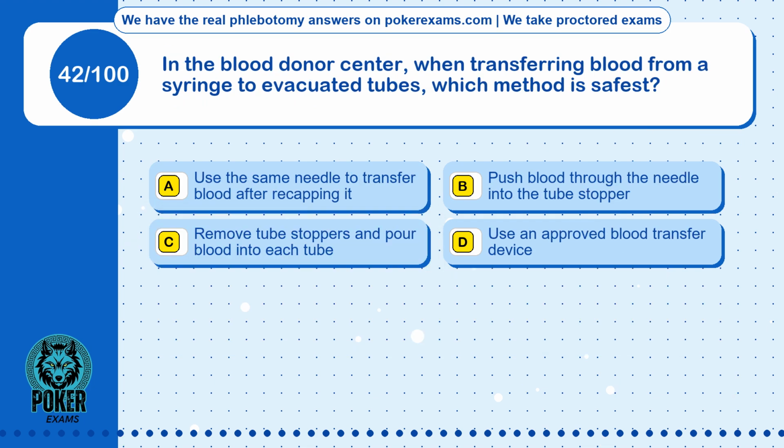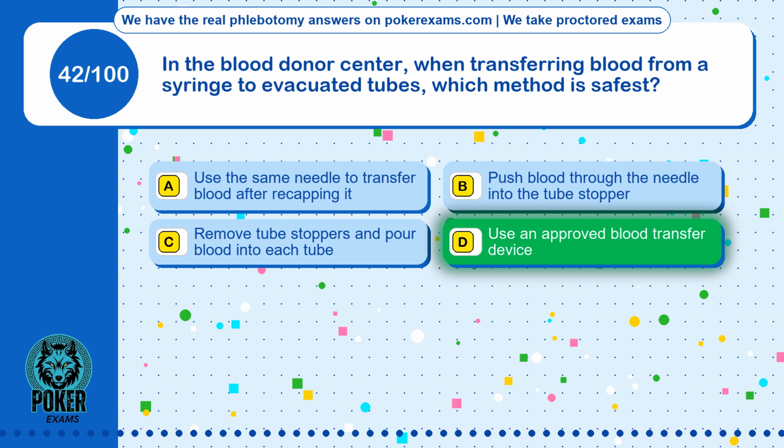Question 42. In the blood donor center, when transferring blood from a syringe to evacuated tubes, which method is safest? Option A. Use the same needle to transfer blood after recapping it. Option B. Push blood through the needle into the tube stopper. Option C. Remove tube stoppers and pour blood into each tube. Option D. Use an approved blood transfer device.